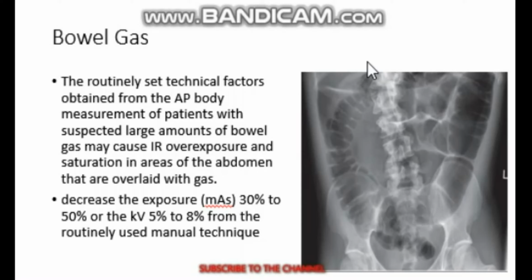As the radiation passes through the body, fewer photons are absorbed where gas is located than where dense soft tissue is present. So to compensate for this situation, you have to decrease the exposure mAs 30% to 50%, or the kV 5% to 8% from the routinely used manual techniques before the projection is taken.